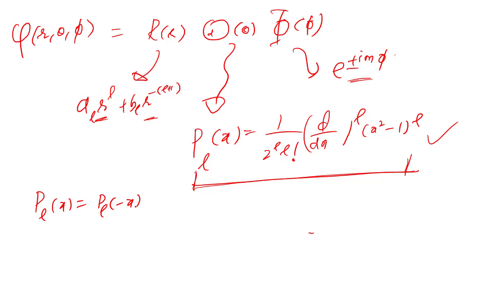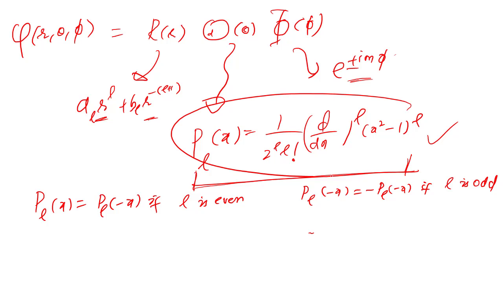Another interesting property of Legendre polynomials is that PL of x is equal to PL of minus x if L is even, and PL of minus x is equal to minus PL of x if L is odd. So depending upon whether L is even or odd, the polynomial itself is even or odd. So we can take this formula and generate some of the functions.